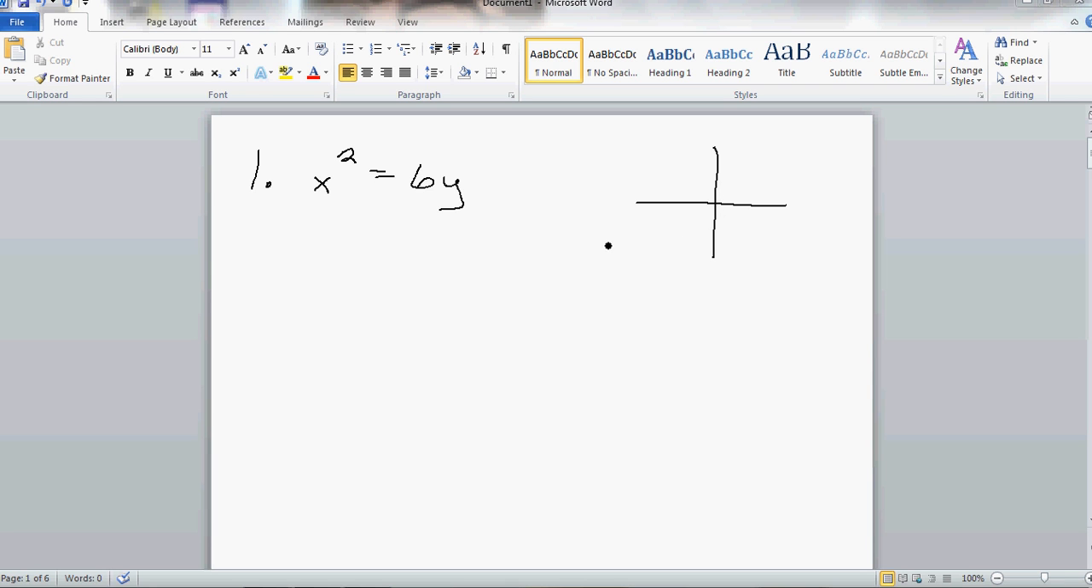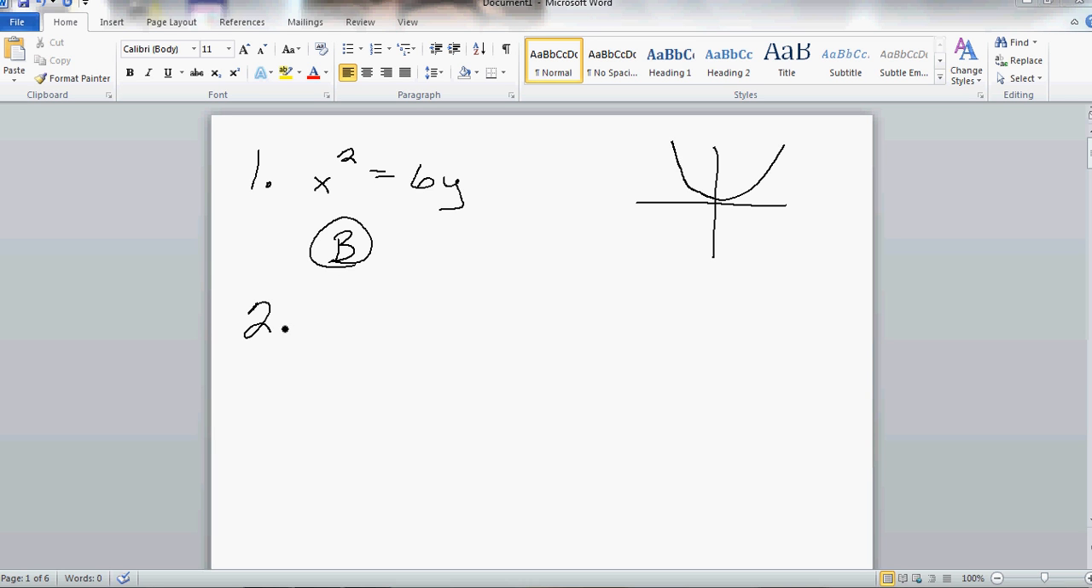Now, if y is squared, then it's either going to be going from the right or from the left. And the only other thing that really matters is whether the value here is positive or negative. So x squared says it's either going to be looking up like that or down like that. Since we have a positive number, we know it's going to look like this, more or less. And the only one that fits is B.